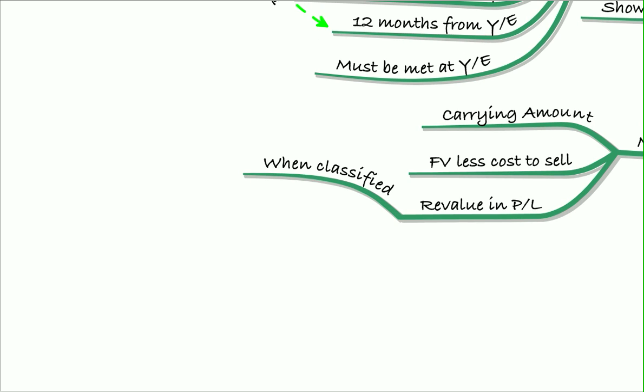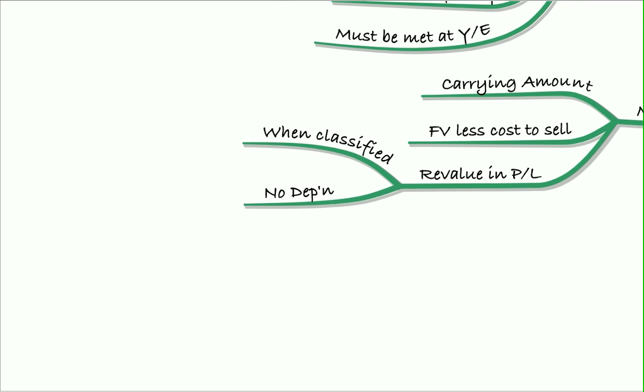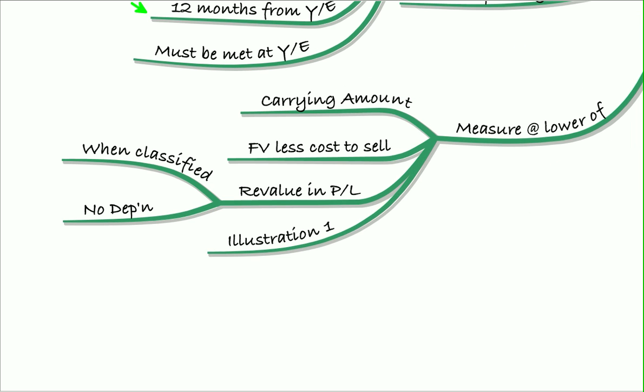And when it's classified, we do that immediately. So as soon as it's classified, we do our impairment test and take that to the profit and loss. From then on, we don't depreciate the asset. So from then on, no depreciation on the asset. And we looked at that in illustration 1.